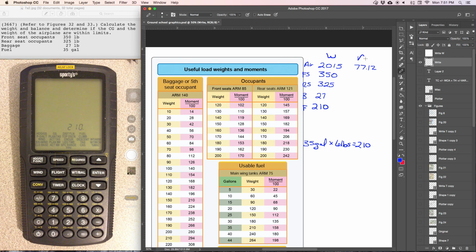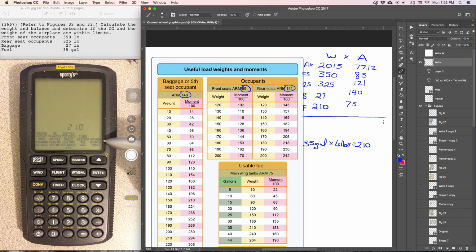So these are the weights times the arm. We've already determined the arm, the center of gravity of the empty aircraft, is 77 inches, 0.12. Front seat, the arm is 85. Rear seat, 121. Baggage, 140. And then fuel, arm 75. This is the information we can put into the E6B for the weight and balance. So now we have the weight and arm for all of the stations.